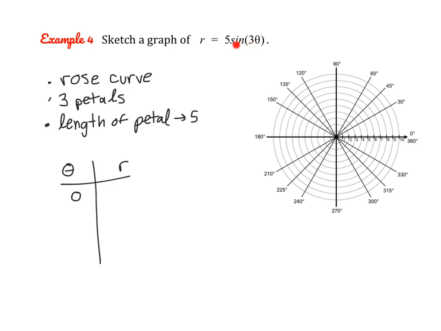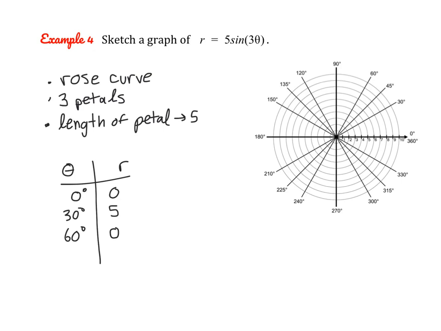So here, the sine of 3 times 0 is the sine of 0, which is 0, and 0 times 5 is 0. We can try 30 degrees. This would be the sine of 90 degrees, which is 1, times 5 is 5. And then let's do 60 degrees. So the sine of 3 times 60 is the sine of 180, which is also going to be 0. So that brings us back to 0.